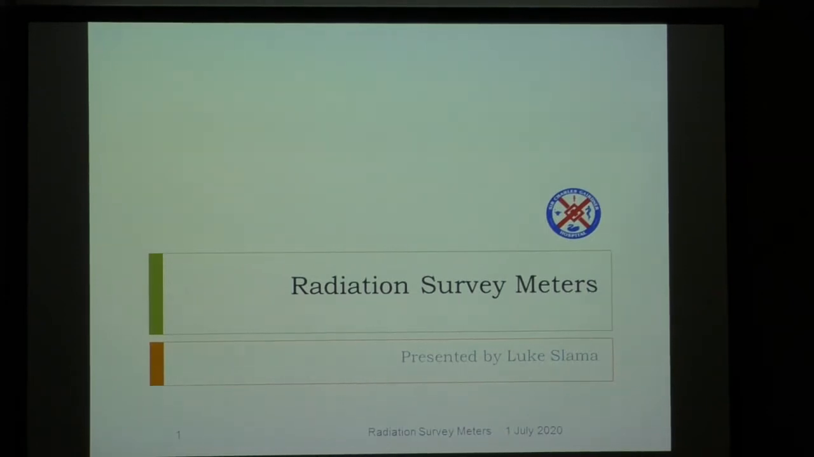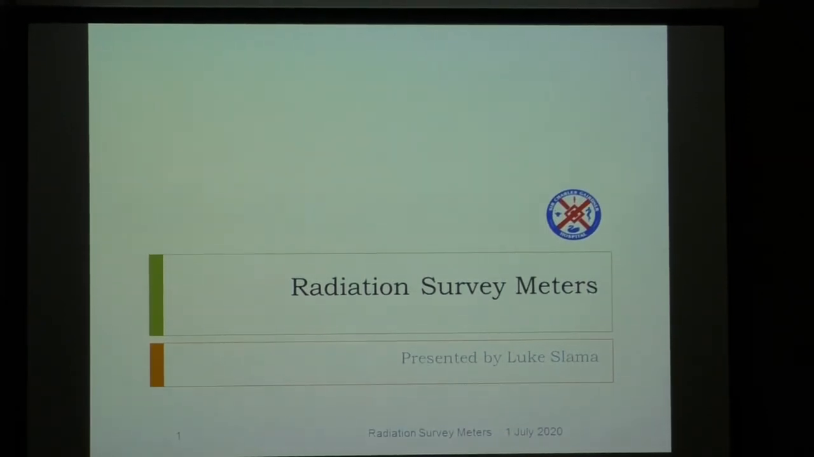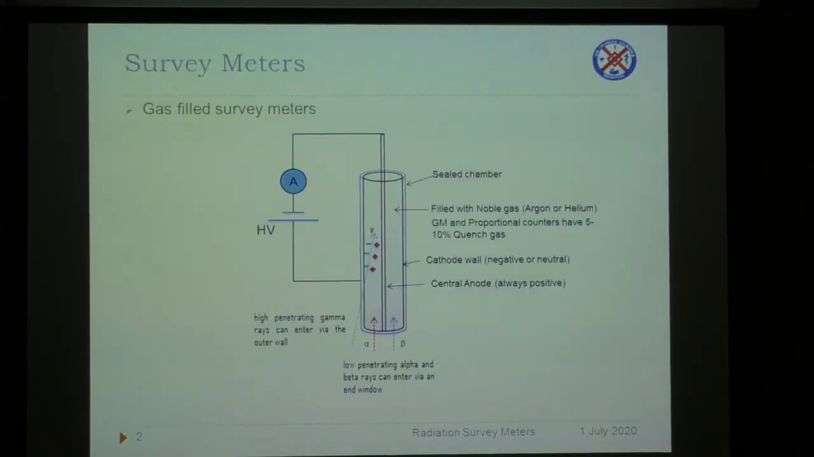Okay, hey everyone. So today I'm going to be talking about radiation survey meters. Most of the time you'll come across gas-filled survey meters, essentially similar in construction to ion chambers. So you have an anode and cathode. Basically the entrance window down here will allow both alpha and beta radiation through. Gamma radiation can come in through the sidewall.